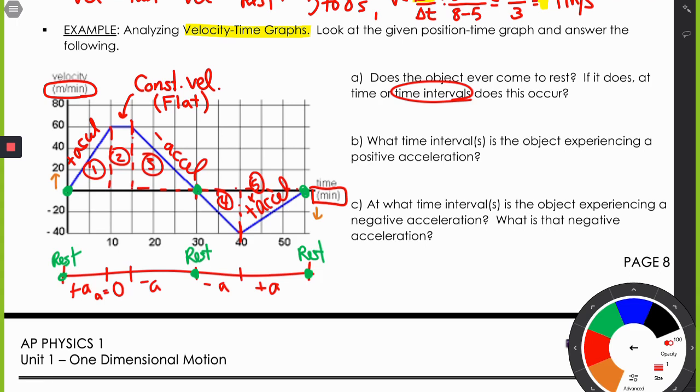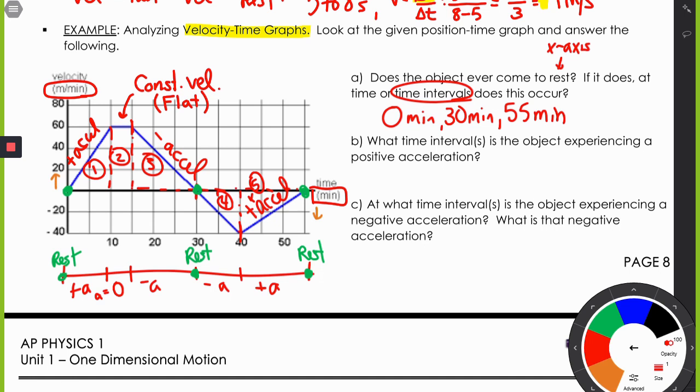And to show an interval, the line would have to be a flat line on the axis. But here you can see we've got 0 minutes, 30 minutes, and 55 minutes. So 0 minutes, 30 minutes, and 55 minutes would be where we're at rest, and that's because it hits the axis. Remember, rest on a velocity time graph means it hits the axis.